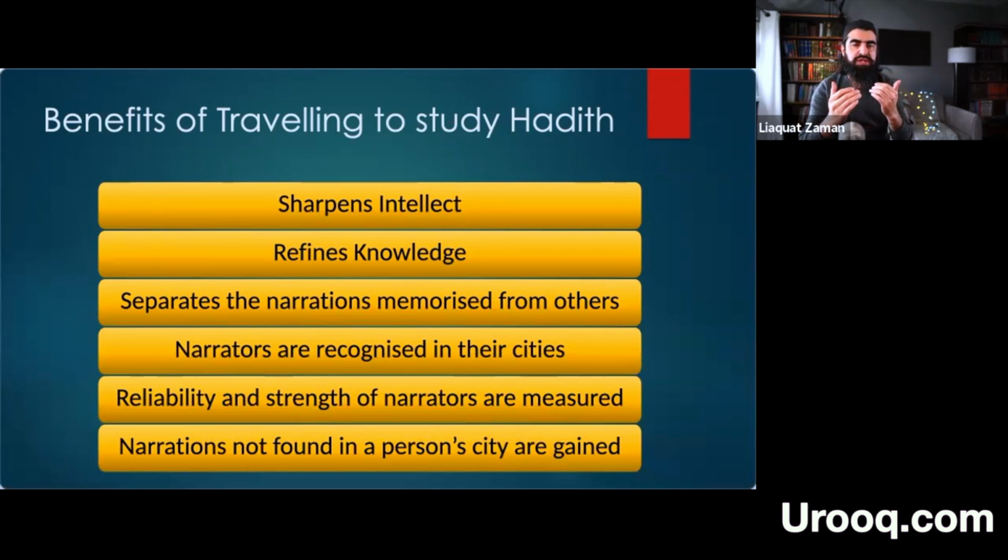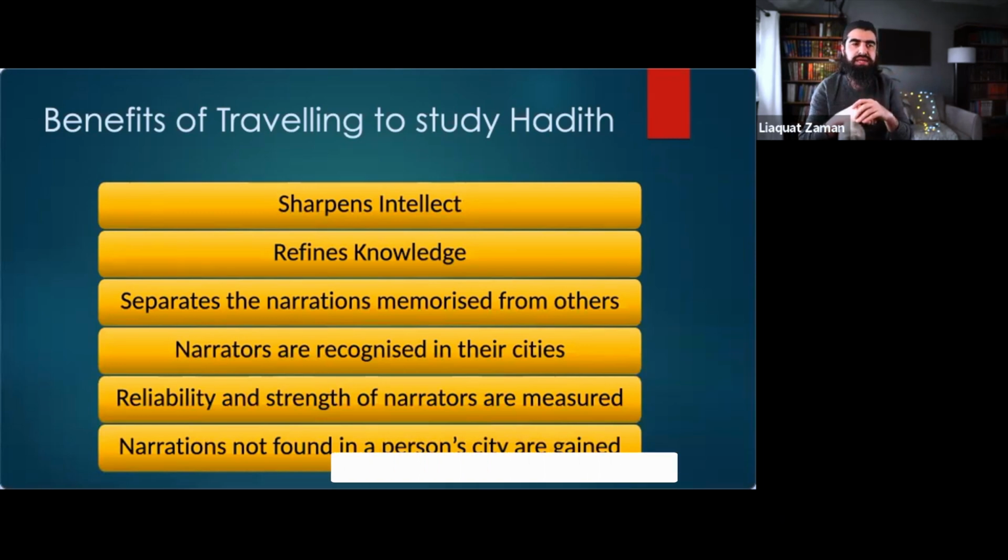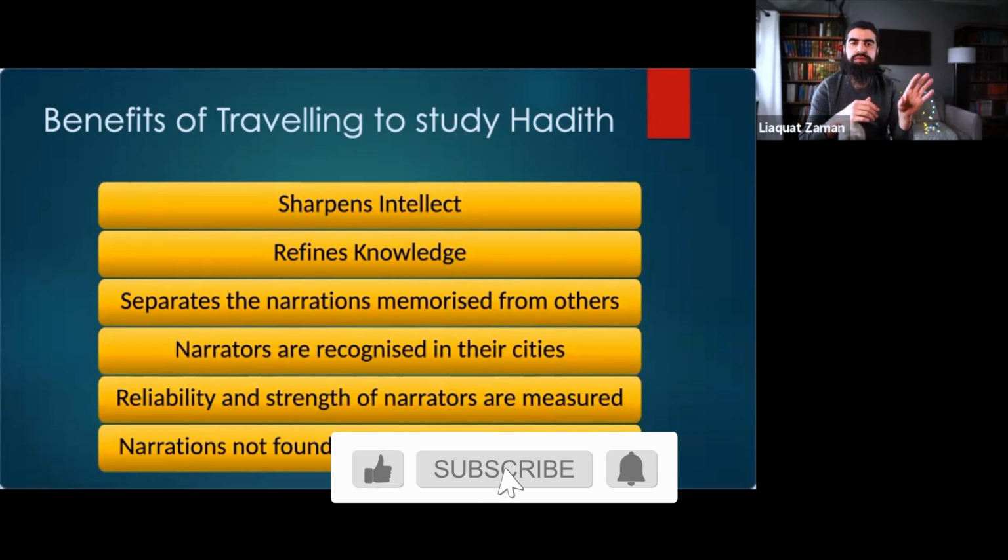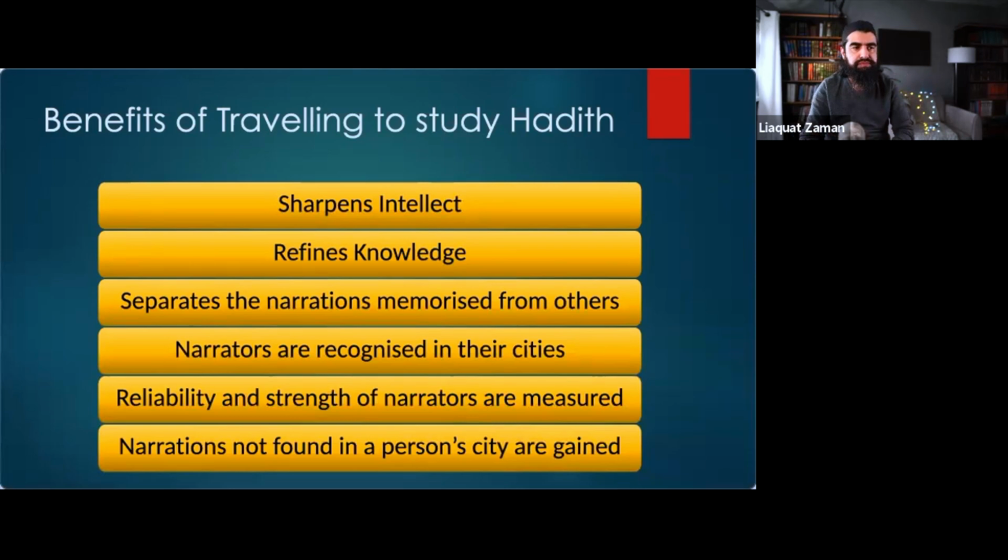So when students come to study from a person, they'll ask, who's the most knowledgeable in this particular city? And they might say, for example, so-and-so is the most knowledgeable, right? So it's like verification. You got your qualification from the local people themselves. Reliability and strength of narrators are measured as well. So if you've got different areas and you say, okay, I want to study from these two scholars, one's in Egypt, one's in Kufa, you travel to Kufa, you study whatever you can from him, and then you go to Egypt and study from another person. And then you can test the reliability of their memories as well.